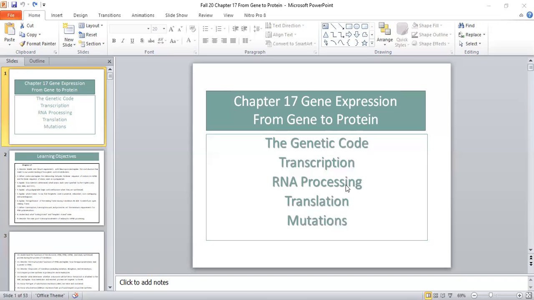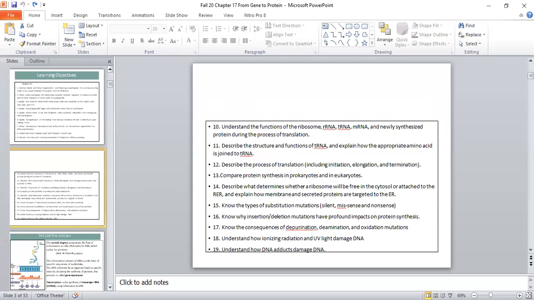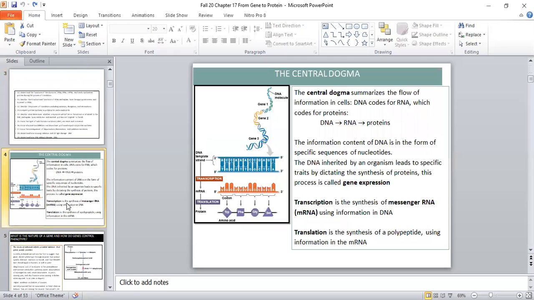Okay, so anyway, we are starting with this chapter, which is gene expression. So we will start with the learning objectives. Obviously, I'm not going to go through them with you, correct? Yeah. Okay. Now I will just be moving down to the main topic.